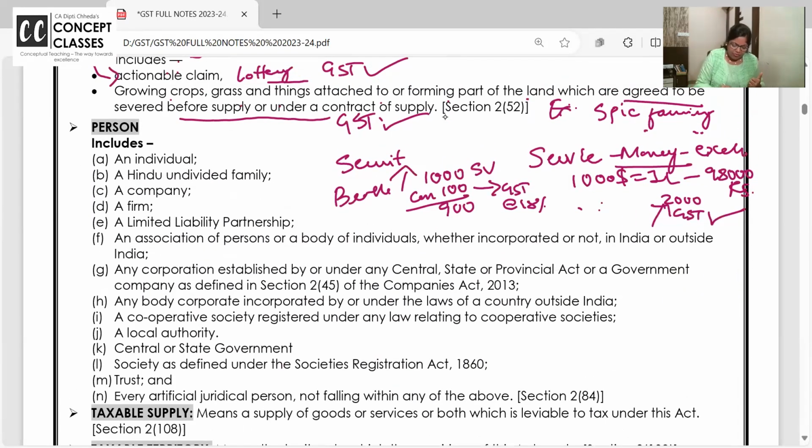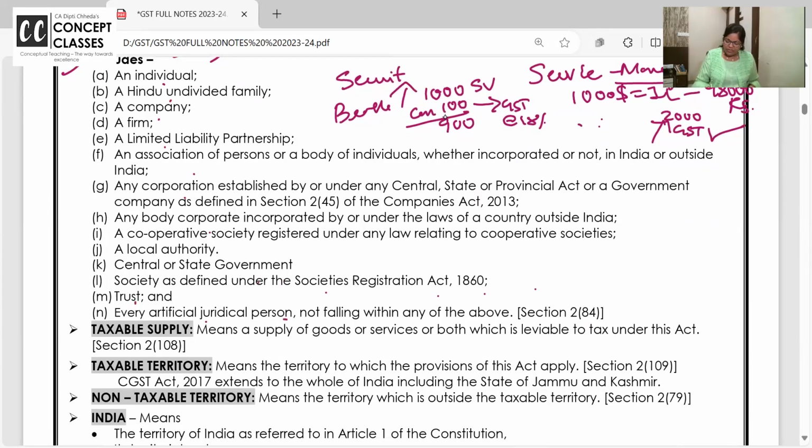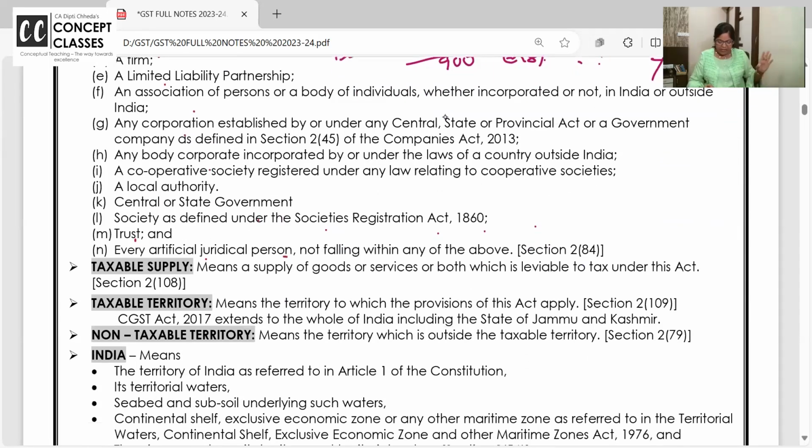Next, the definition of a person, like we have in income tax section 2(31). Person includes individual, HUF, company, LLP, AOP, corporation, body corporate, cooperative society, other society registered under the Societies Registration Act, trust, artificial juridical person. These are all persons. Nothing to explain. We have seen it in depth in income tax.